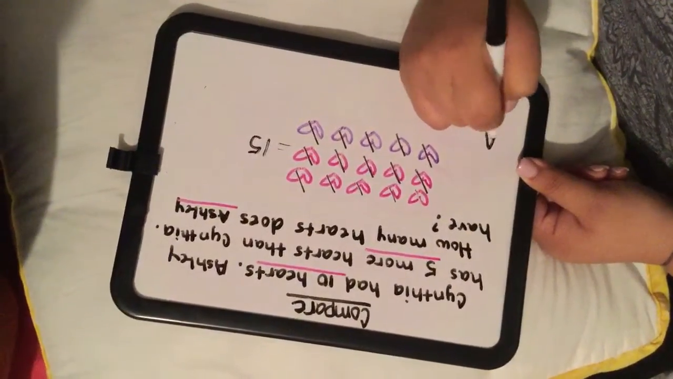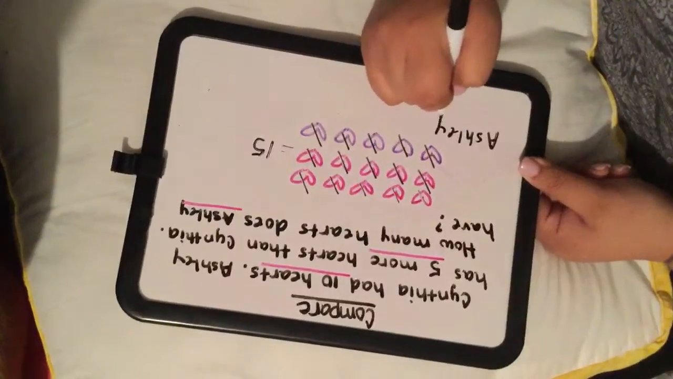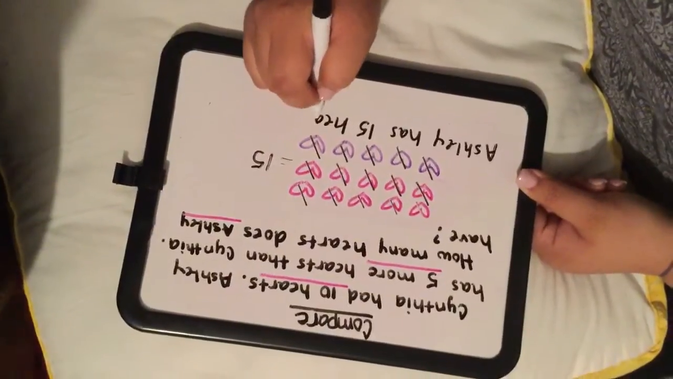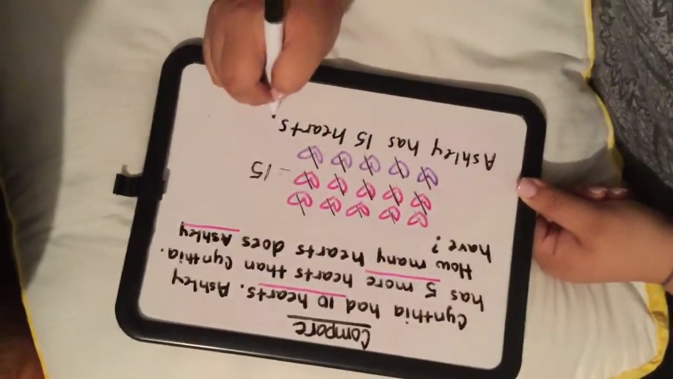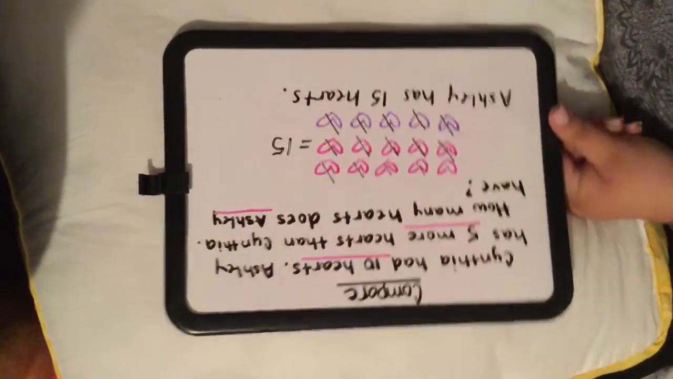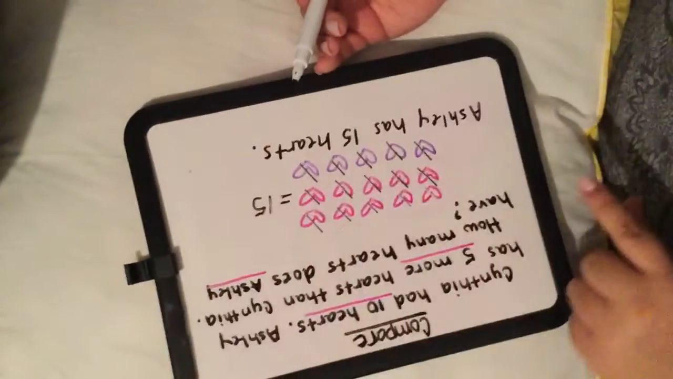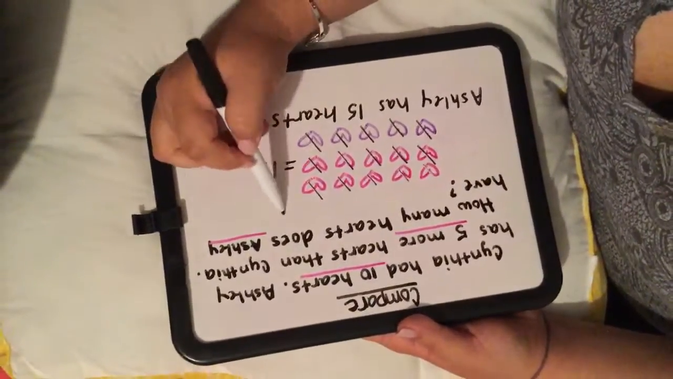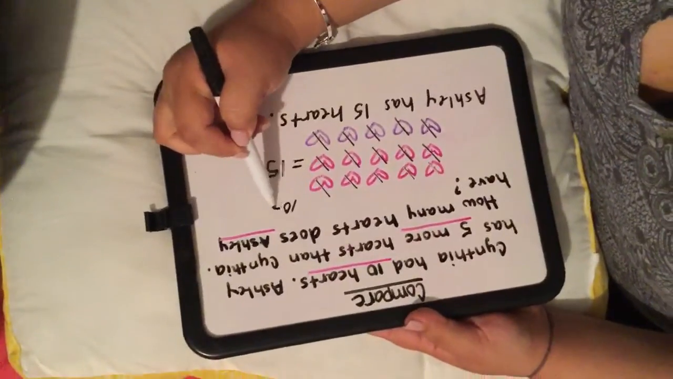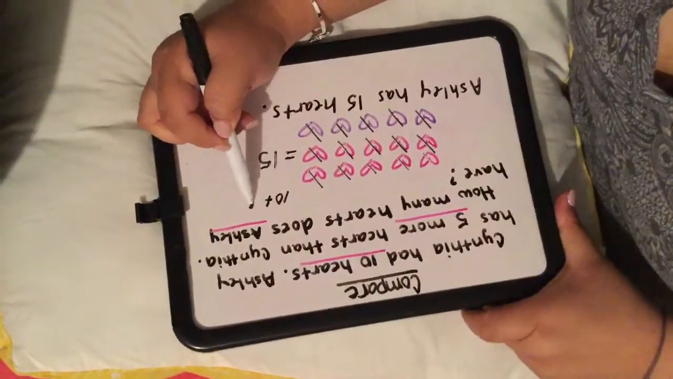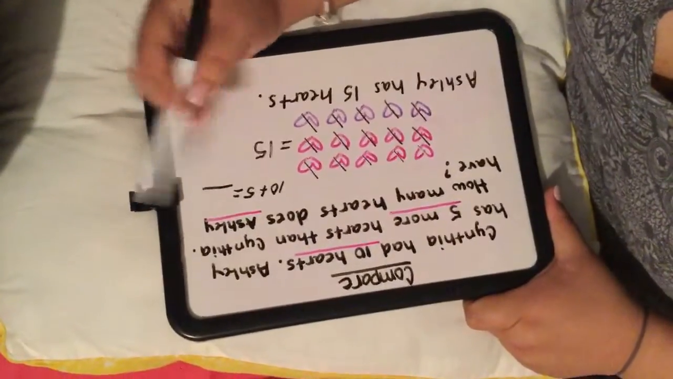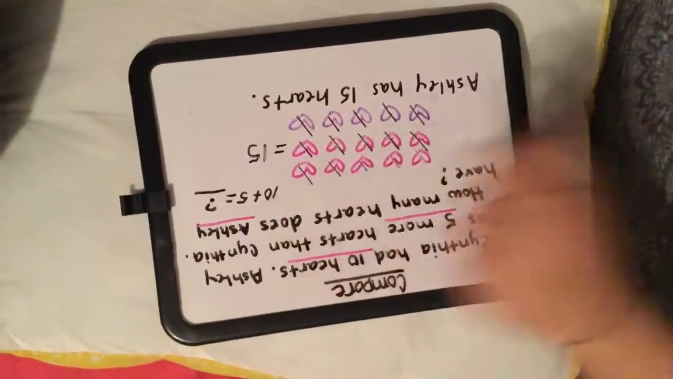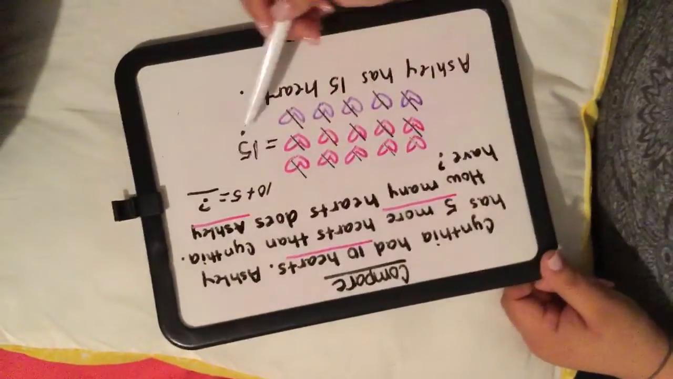So Ashley has 15 hearts. And so that's how we can solve this problem. We knew that Cynthia had 10 hearts, and we knew that we needed to add 5 more to that. We just didn't know what all it was. So now we have it, and our answer is 15.